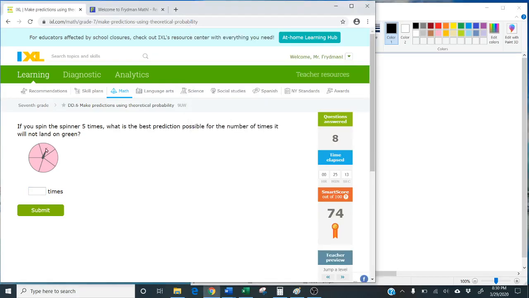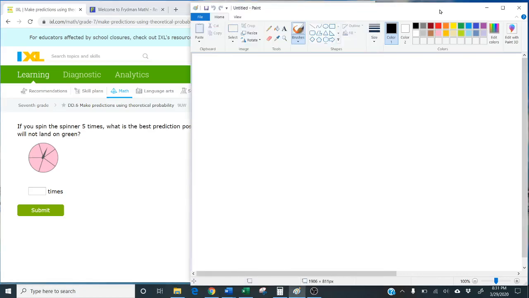How many of these sections are not green? Remember, it says not green. We do not want to land on green. This is not green. This is not green. This is not green. This is not green. This is not green. So if I do good over total, there are 5 wedges there that are not green out of a total of 5 wedges.